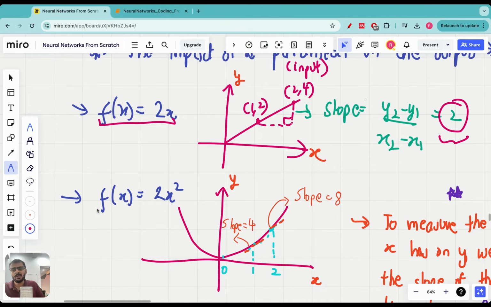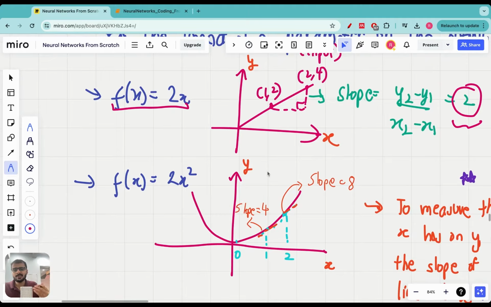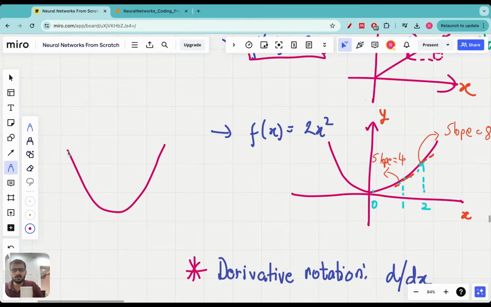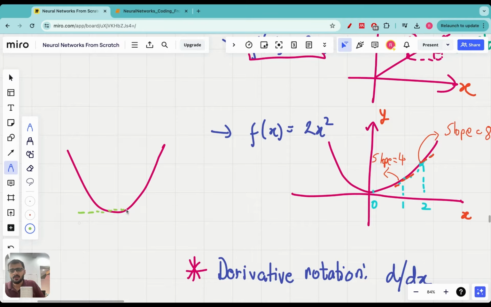Now let us look at f of x equal to 2x squared, which looks like this. It's a parabola shape. And now if I ask you to find the slope of the function at every point, let us see first qualitatively how the slope changes. At x equal to 0, it's a flat line, right? So the slope is 0 here. Then slowly the slope starts to increase. As my x becomes larger, my slope becomes steeper and steeper. In fact, as the x coordinate increases, you will see that the slope becomes higher and higher.